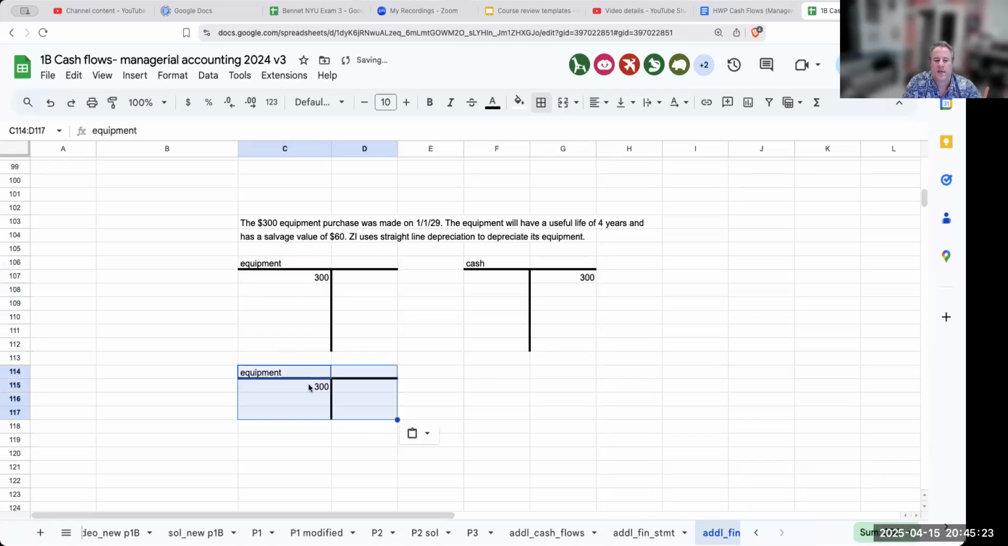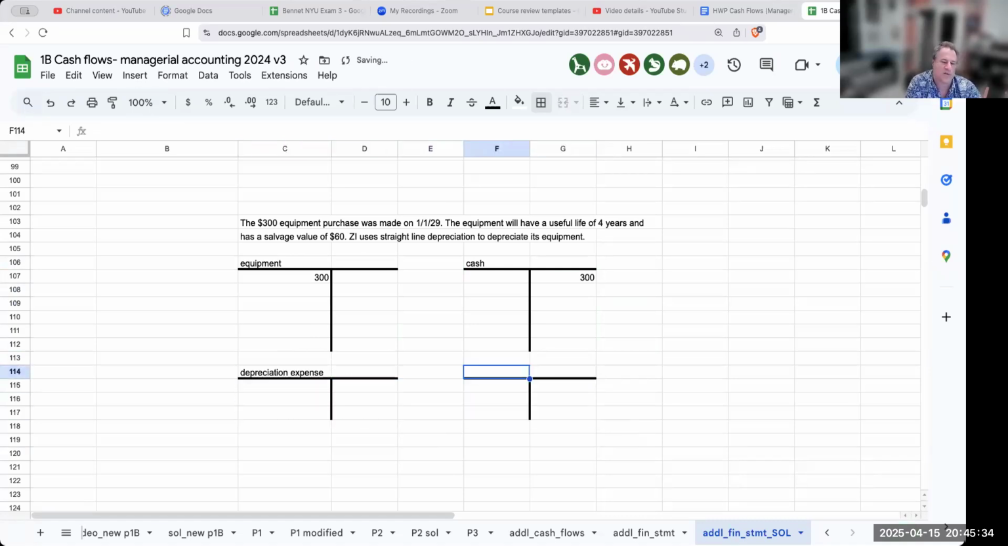But when we use that equipment, what we're going to need to do is to record the expense of the use, which is what we call depreciation expense. And the corresponding account that goes with depreciation expense is accumulated depreciation on equipment. This is a non-cash expense.